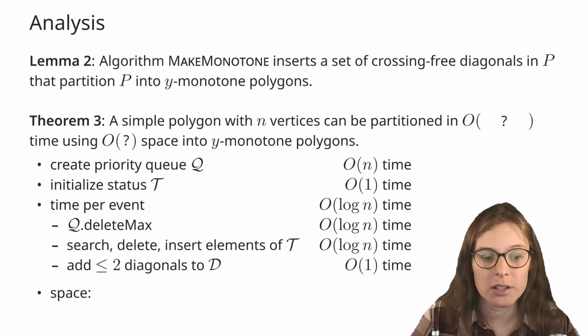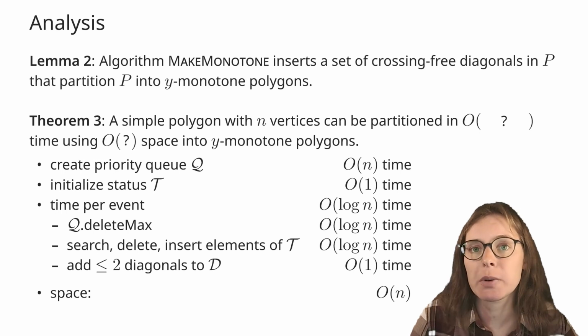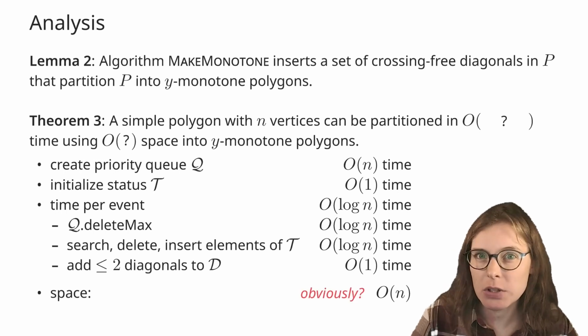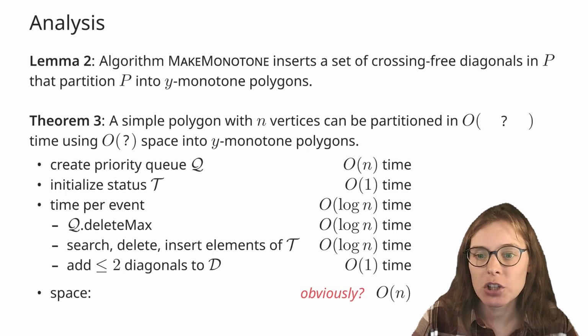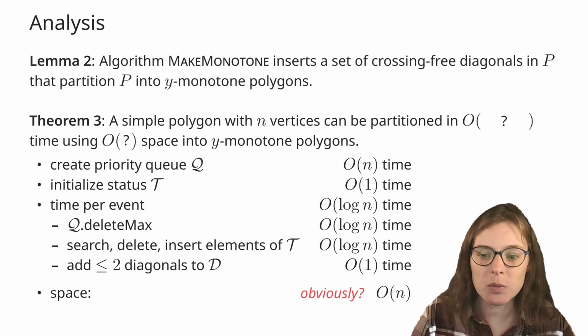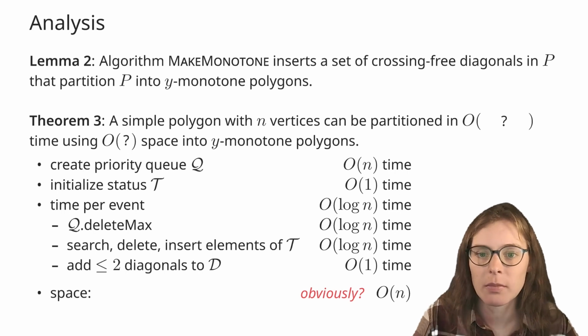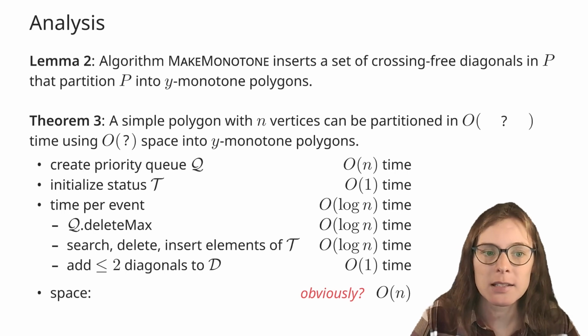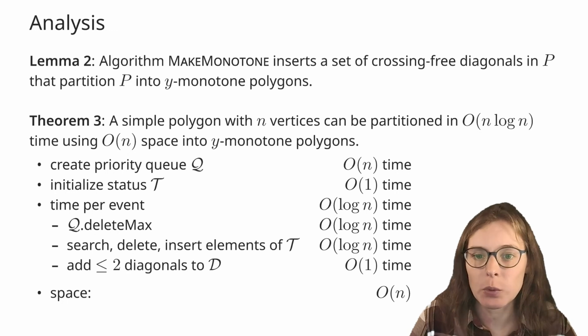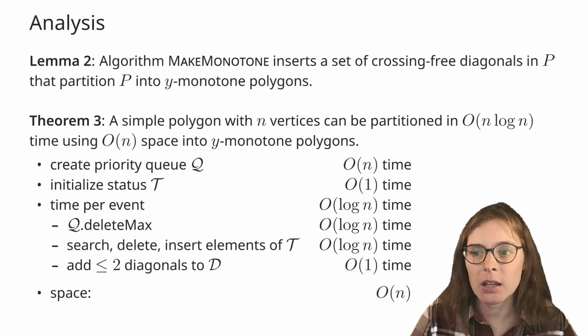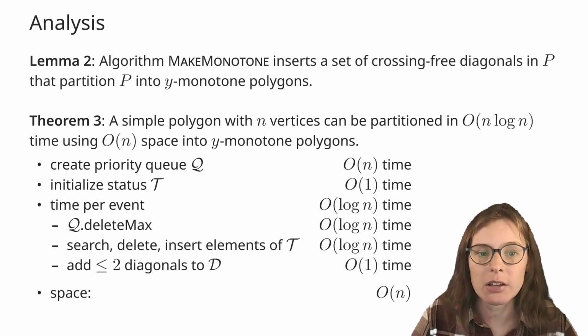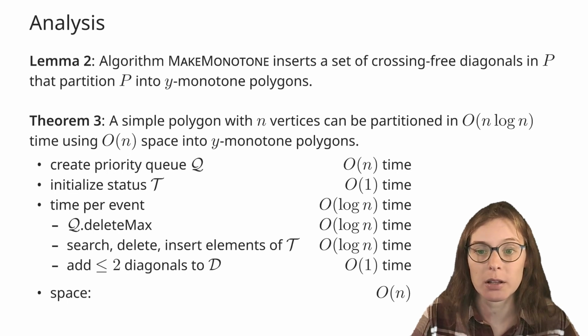Finally, for the space, the space will be linear. Is it easy to see? Well, we can charge each extra auxiliary variable that we use to the vertex or to the edge that it uses. And each vertex and each edge will only use constant number of those. So indeed, the space is going to be linear. So now we can fill in the blanks and say that a simple polygon with n vertices can be partitioned in n log n time using linear space into y-monotone polygons.